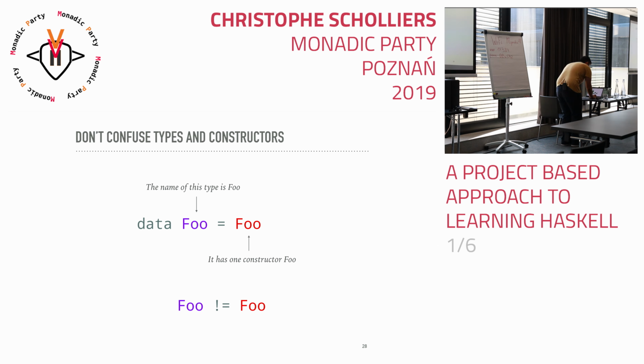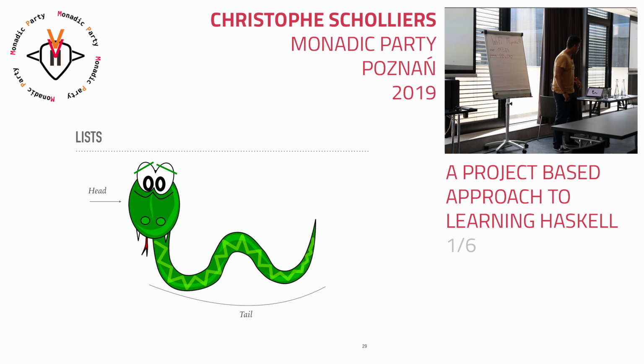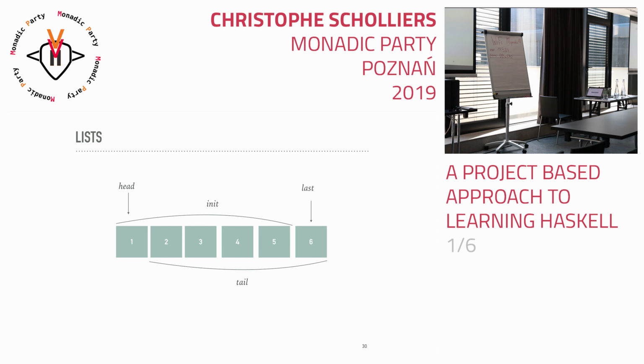Okay, let's look at a more advanced data type. Let's look at lists. Of course, we are going to use lists in our snake game. A list has a head and a tail. These are Haskell functions that you can use over lists. The head gives you the first element of the list. Init gives you everything except for the last one. Tail gives you everything except for the head of the list. And last gives you the last element in this list.